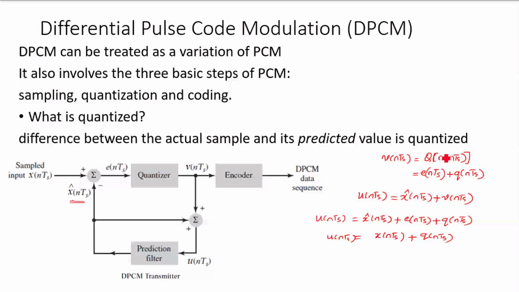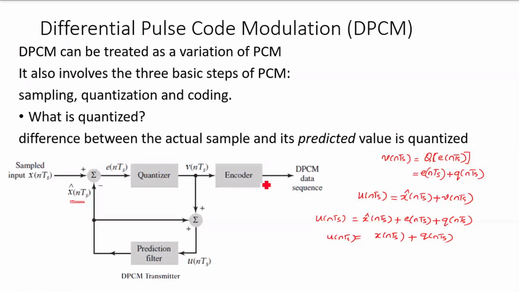We call it the prediction error, e of n into Ts. V of n into Ts is nothing but e of n into Ts plus q of n into Ts. This e of n into Ts is a prediction error. q of n into Ts is a quantization error, which is again very, very small. So the resulting signal is V of n into Ts, which quantizes the prediction error.